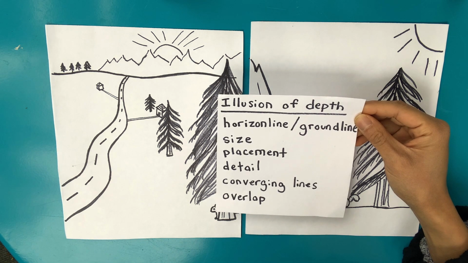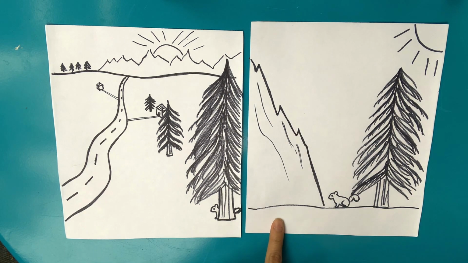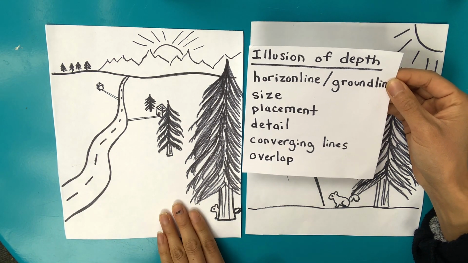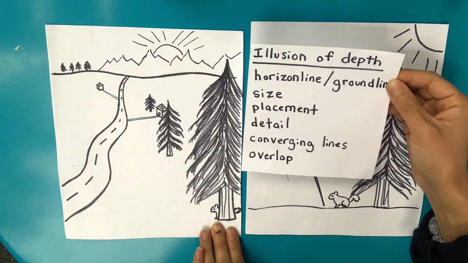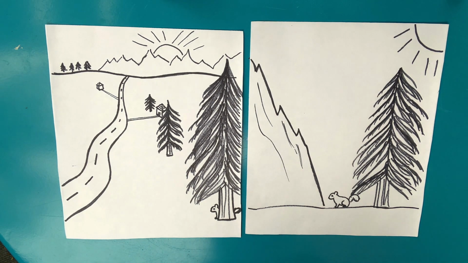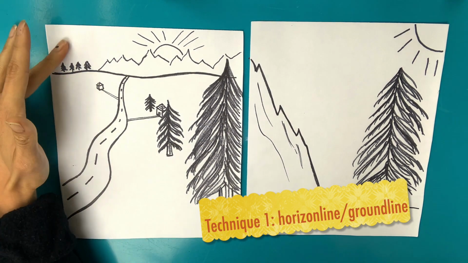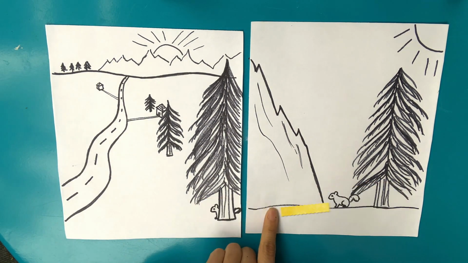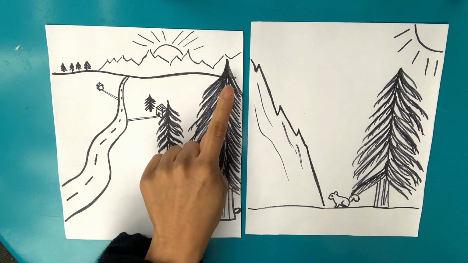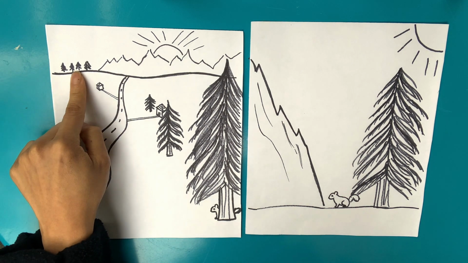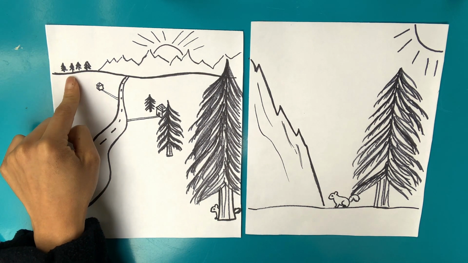This is a list of illusion of depth techniques. We're going to go through this list to compare these two pictures, and we're going to look for why this picture looks like it has illusion of depth and helps it look more realistic than this picture. So the first thing to notice is where the horizon line is. The horizon line, or the ground line, separates the ground from the sky. And in this picture, it's low on the page. And in this picture, it's higher on the page. To make things look farther away, you should draw your horizon line towards the top of your page.